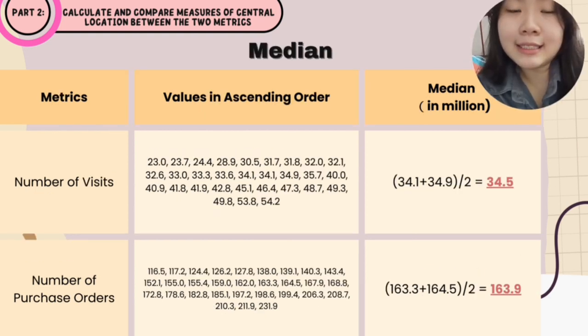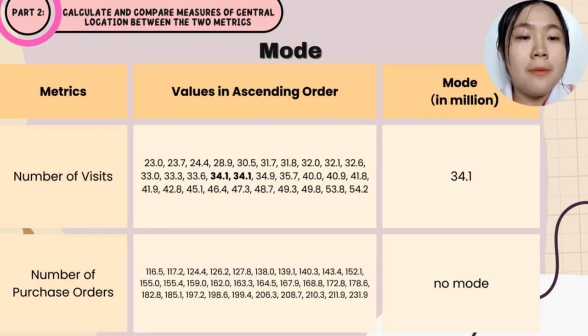Mean part is done. Let's move on to the median part. We need to rearrange the data in ascending order. The medians of the number of visits and the number of purchase orders are 24.5 million and 163.9 million respectively. That's all for Part 2.